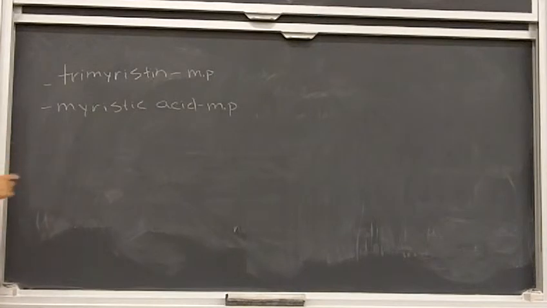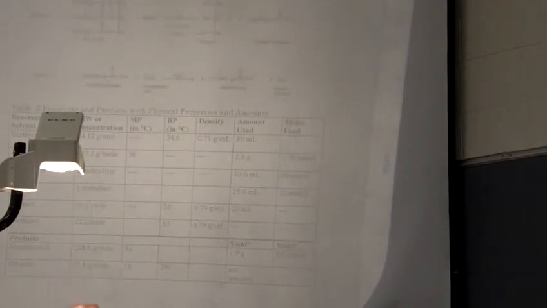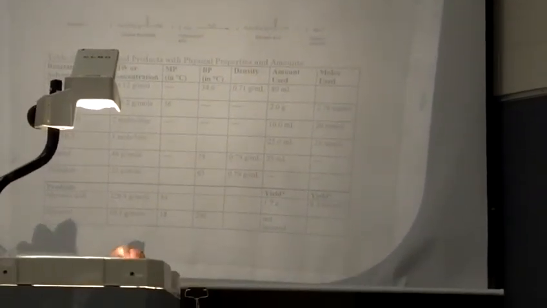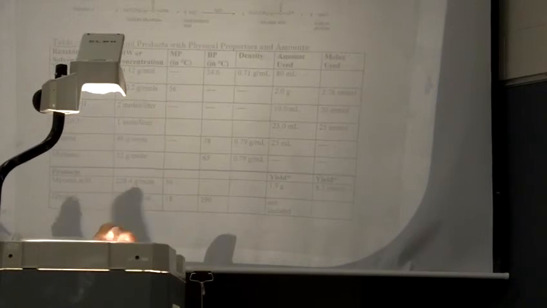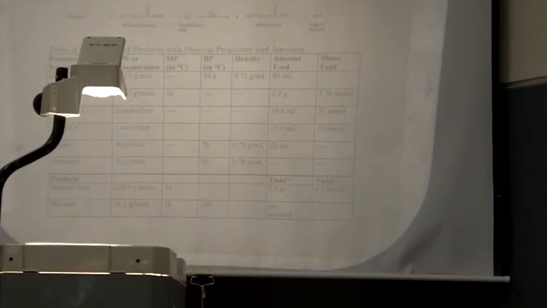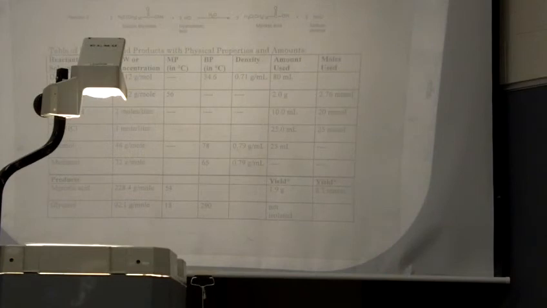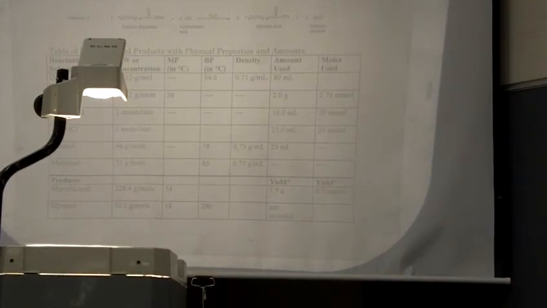Okay. You do not have a standard for trimyristin or a standard for myristic acid. And if you look at that prelab, they have very similar melting points. Okay. So how will you know that they're different? If you look at myristic acid, its melting point is 54, trimyristin's is 56. So they're really close together. So what could you do to figure out if they're the same thing or a different thing?